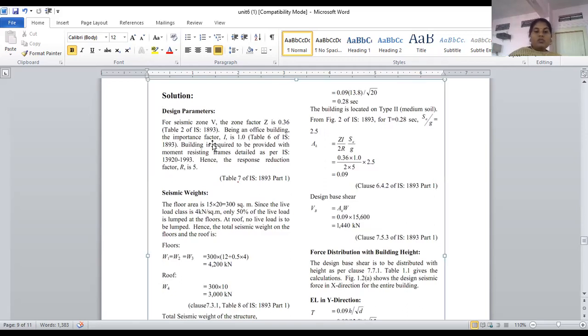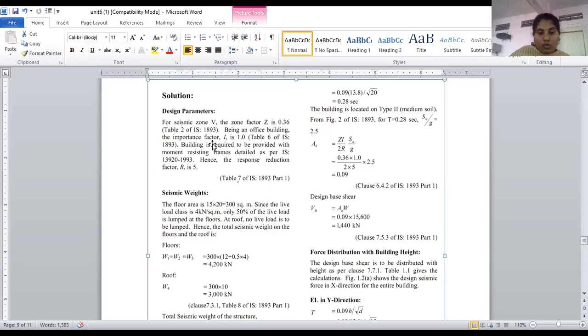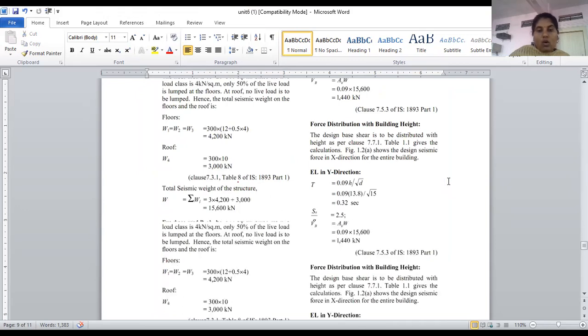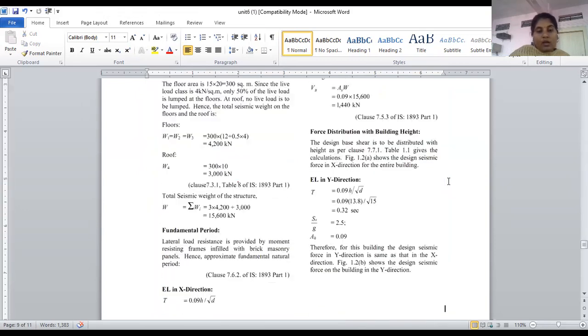For that purpose, we should know which tables of the IS code to use: which table to use to calculate the zone factor Z, which for the importance factor, and which for the response reduction factor. We have discussed all these parameters in the last lecture. So I request all of you to please go through the IS code for calculation of all the values of Ah, like the Z value, I value, and R value.